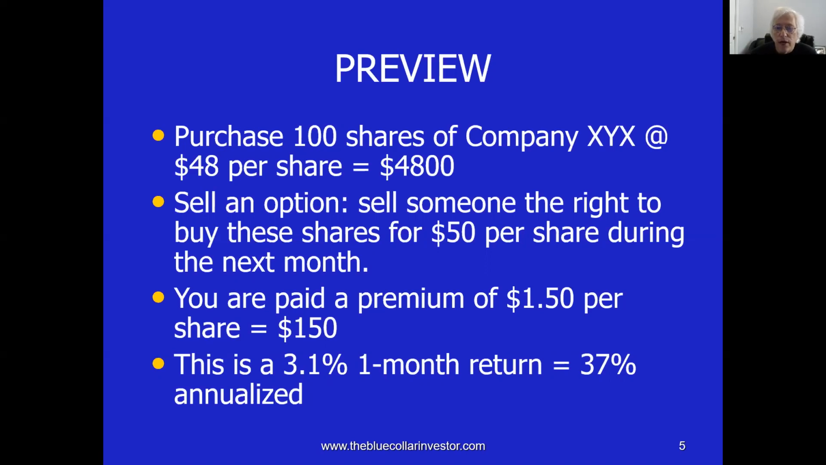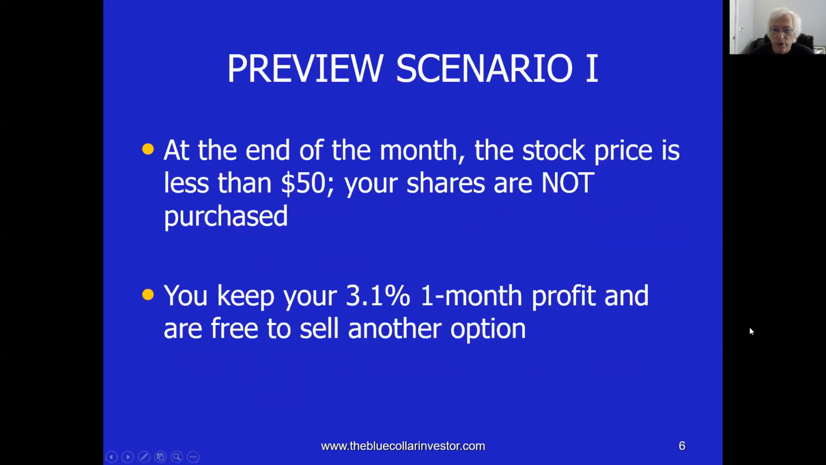Now, for undertaking this obligation, we are paid a cash premium. And a typical premium would be $1.50 a share or $150 for the 100 shares, less some very small trading commissions. This would represent a 3.1% initial return. And if we could do that every month, it would annualize out to 37%.